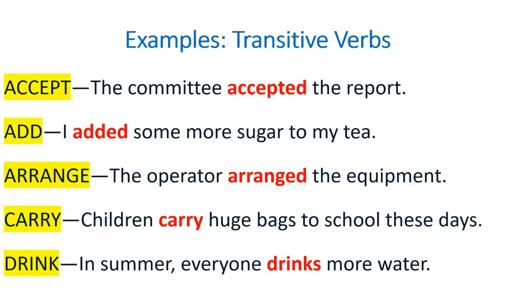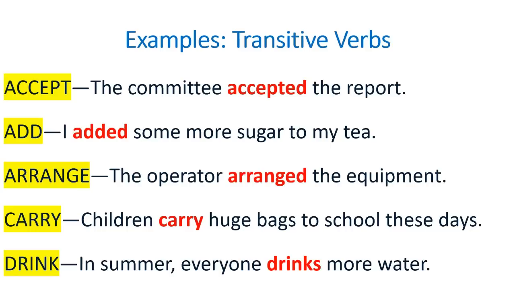I have given you 10 examples of transitive verbs, 5 here and 5 in the next slide, and 10 examples of intransitive verbs. If you make a list of all the verbs you know, find out whether they are transitive or intransitive, either by using them in sentences or checking in your dictionary, you will benefit. So first, 10 transitive verbs.